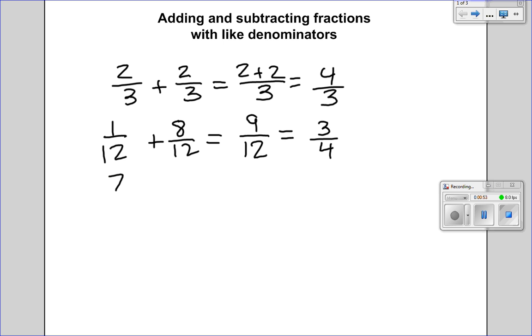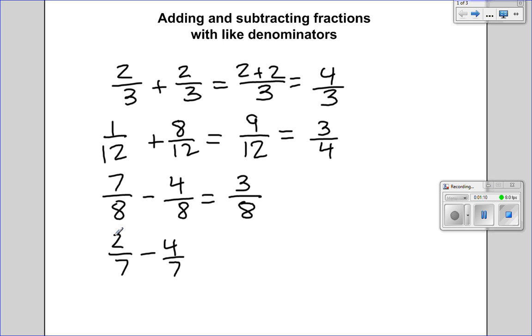Another example would be 7 over 8 minus 4 over 8. In this case, I'm subtracting, so I subtract. 7 minus 4 is 3, and then you leave the 8s as 8. And don't forget, it is possible to have negative fractions. So 2 minus 4 is negative 2 over 7. So that's how we add and subtract fractions that have the same denominators.